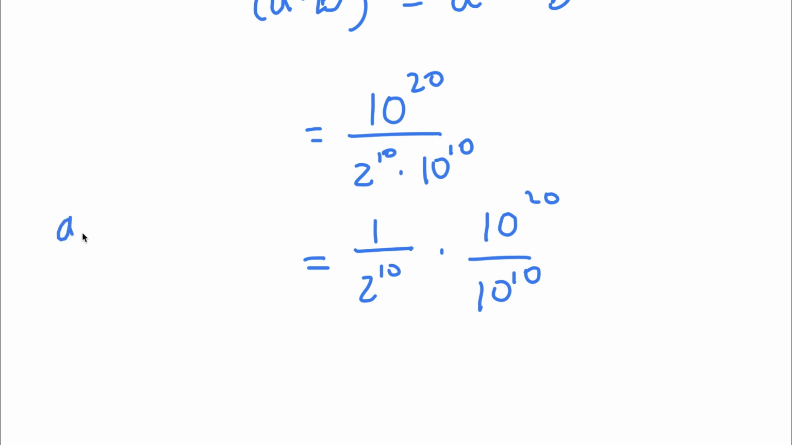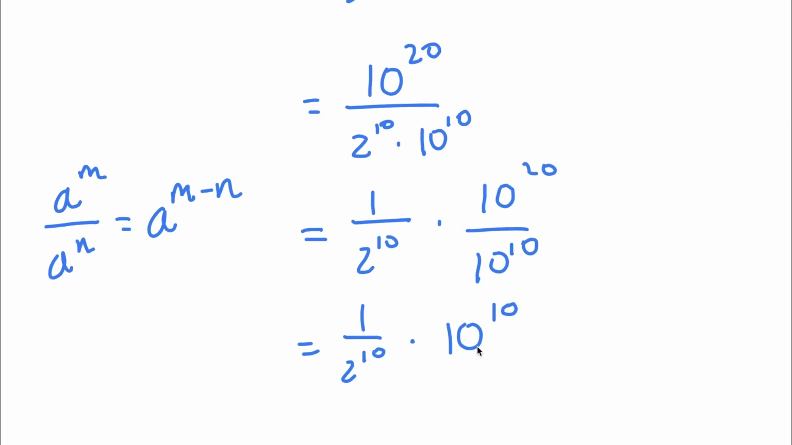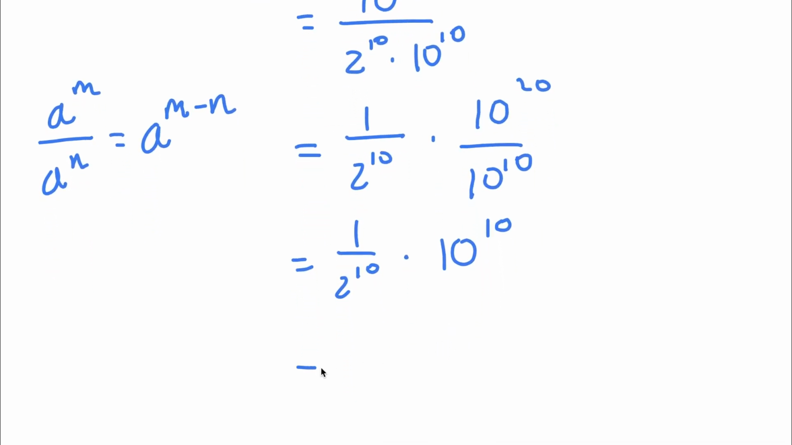Now, if I have something in the form a to the power of m over a to the power of n, this is the same thing as a to the power of m minus n. So 10 to the power of 20 over 10 to the power of 10, that's going to equal 10 to the power of 20 minus 10, which is the same thing as 10 to the power of 10. Now, this is the same thing as 10 to the power of 10 over 2 to the power of 10.